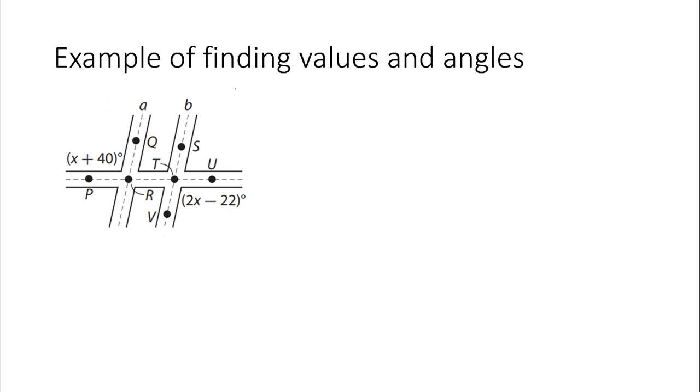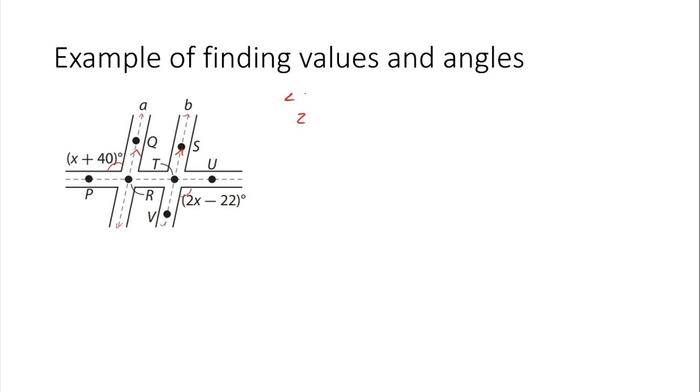All right, so an example of finding values and angles. Yay, examples. So basically, we know that this measure here and this measure here are on the outside and on opposite sides, right? So what angles are those? Alternate exterior, right? They're on the outside of the lines A and B, which are parallel. And we are told that these two streets are parallel. That's lovely.